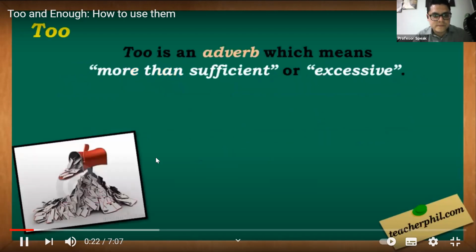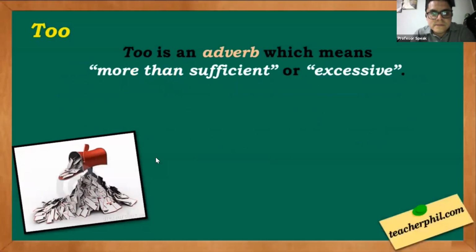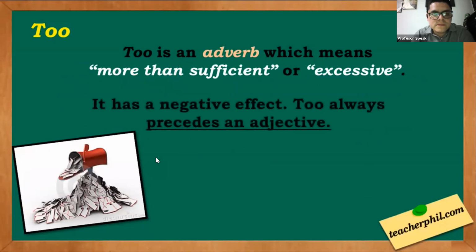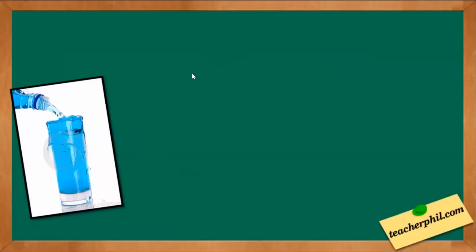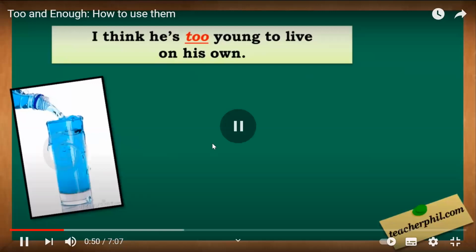Let's start with the first word, too. Too is an adverb which means more than sufficient or excessive. It has a negative effect. Too always precedes an adjective. So we have too plus the adjective. Examples. I think he's too young to live on his own.